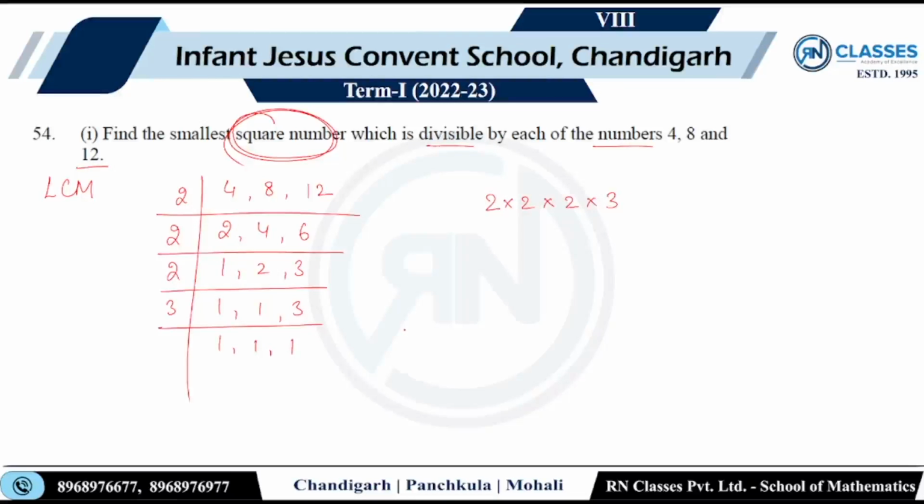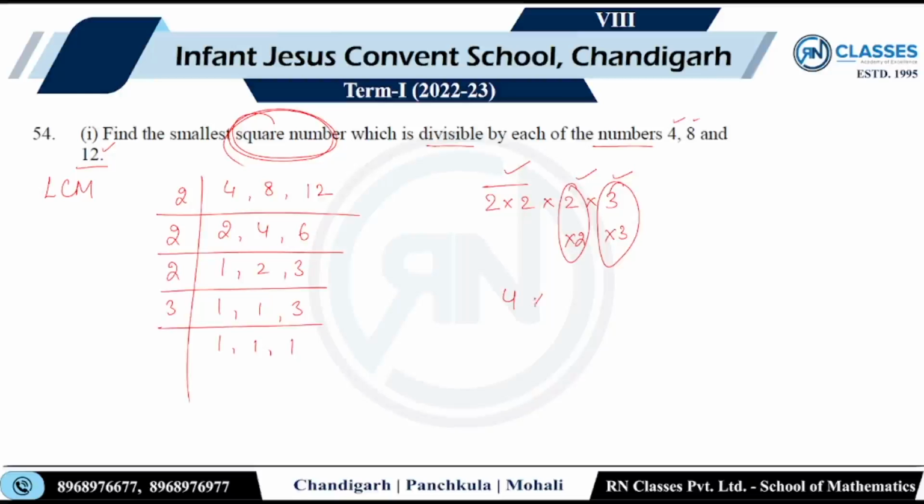Now I want to find the square number. Its pair is complete. Its pair is not complete, so I'll multiply with 2. And its pair is also not complete, I'll complete the pair and multiply it with 3. This is the smallest number which is a square number. Of course, I have completed the pairs. And it is divisible by all of these numbers. Right? Not a difficult one.